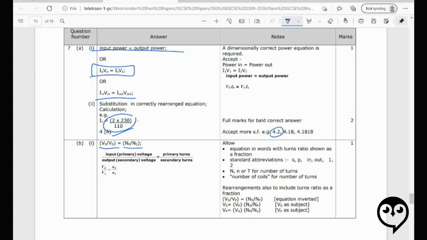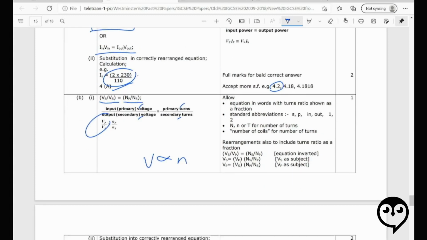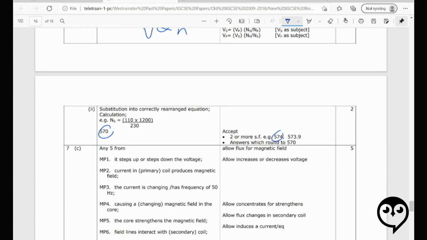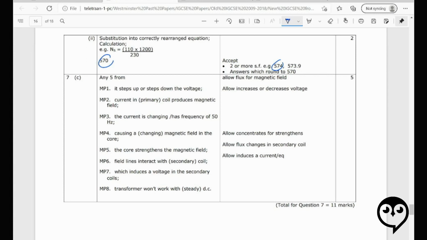Make sure you know if you got primary on top for both, secondary on top for both, however you want to write it. But it is always a ratio because we know the voltage is proportional to the number of turns. And then you rearrange and you get your number, and we should have had about 570. I think I had 574. Good. And the last bit, how does the transformer actually work?